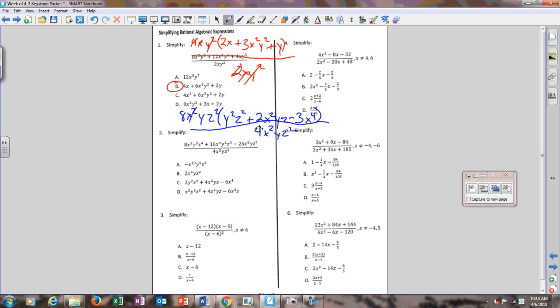Okay, our x squareds will cancel, our y's will cancel, and our z squareds will cancel. Then it's 8 divided by 4, which just gives you 2. So it's 2y squared z squared plus 2x squared yz minus 3x to the 4th. So we just distribute that.